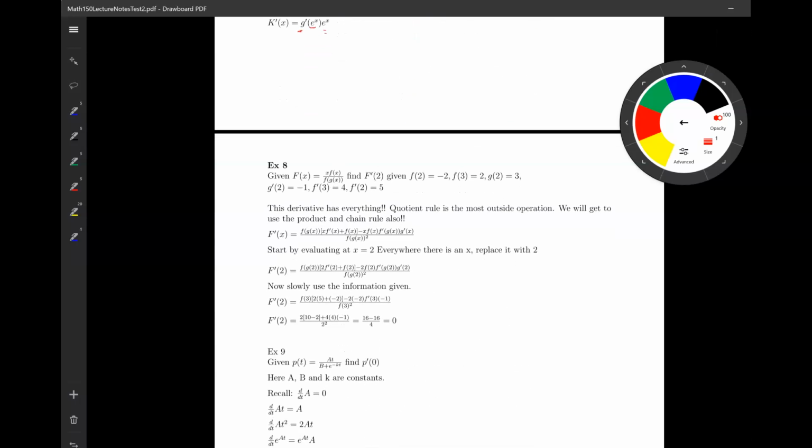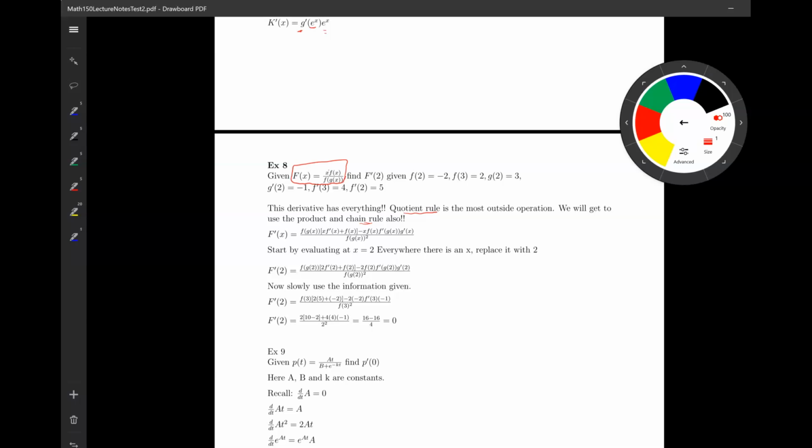All right, so this function right here, to take the derivative of it, has everything going on. So quotient rule is the most outside operation. Then in the numerator, I see product rule. And in the denominator, I see chain rule. All right, so let's go at it.